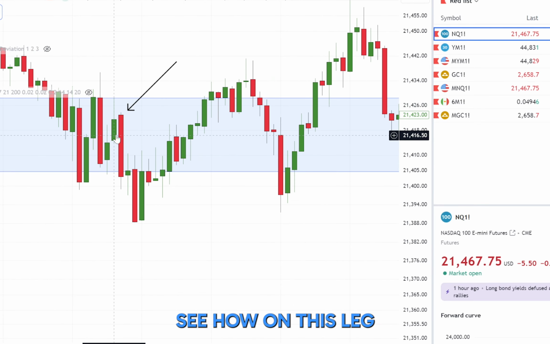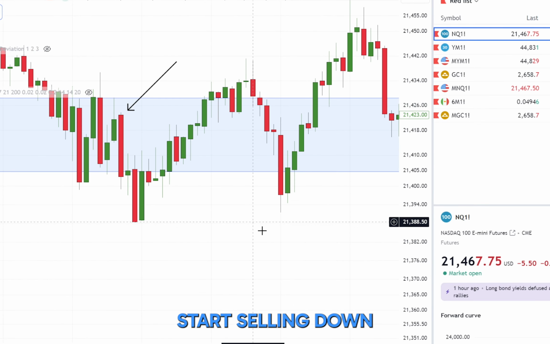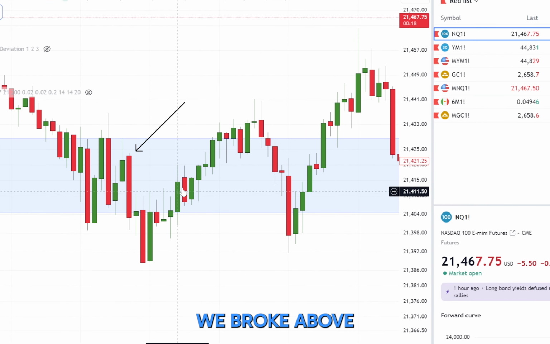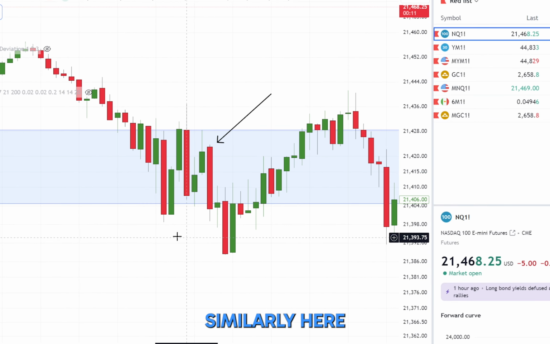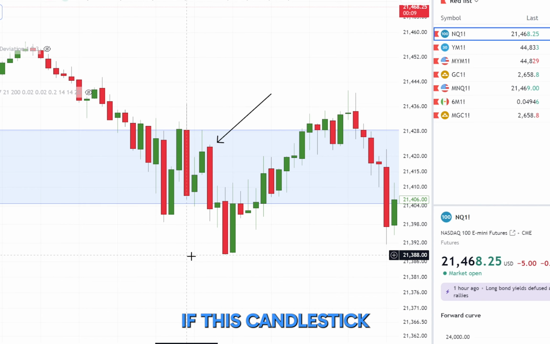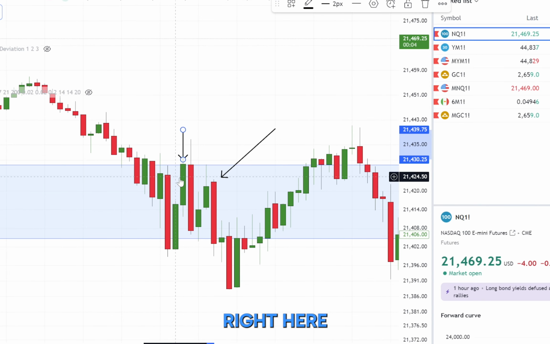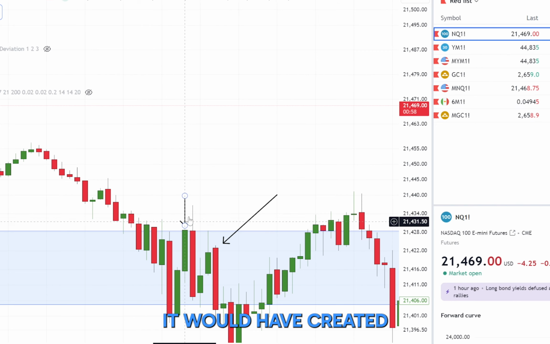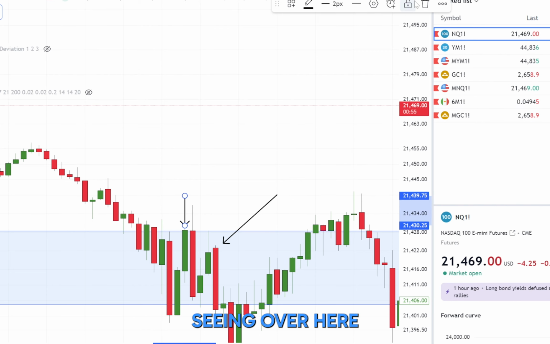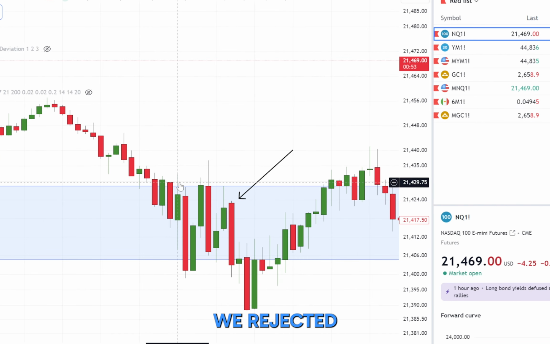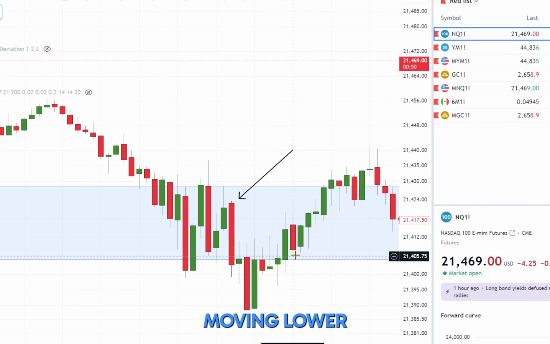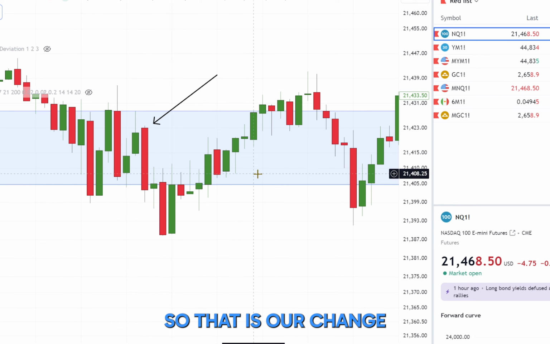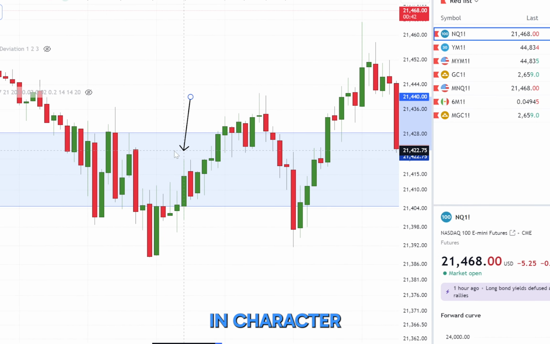See how on this leg we just didn't start selling down more? We had this last leg, and then what did we do next? We broke above that leg. Similarly, here at this point, if this candlestick right here would have broken above this last leg, it would have created the same thing that we're seeing over here, but it did not. We rejected and started moving lower. But here at this point, we fully broke above this last leg. So that is our change in character.